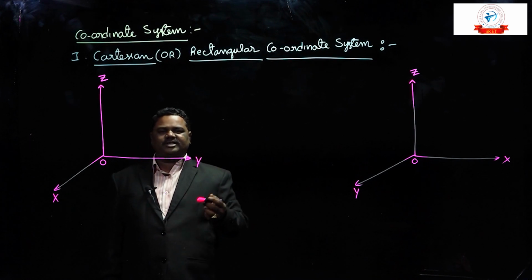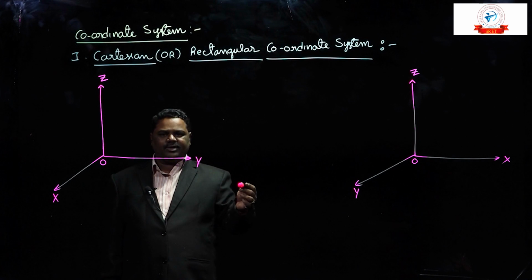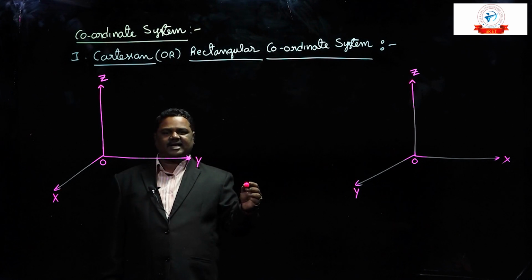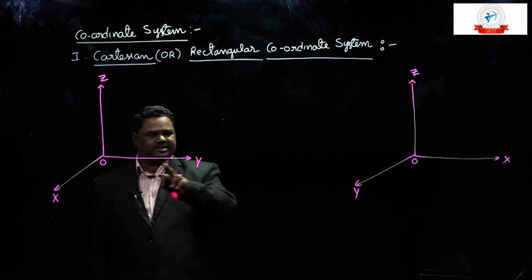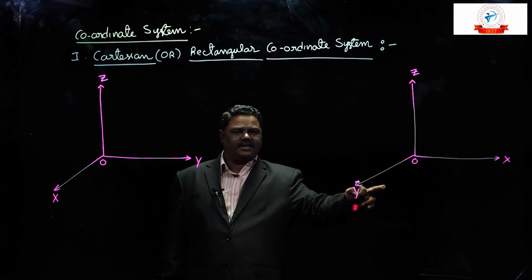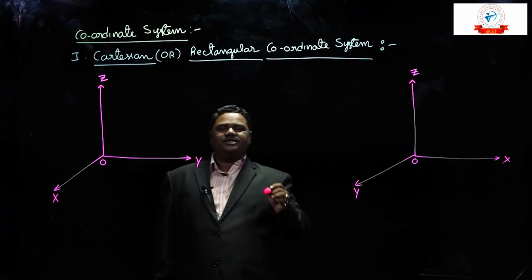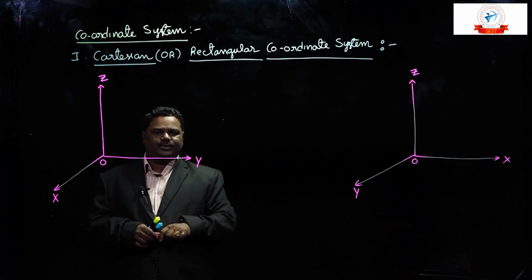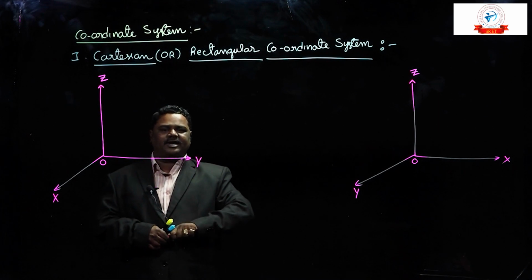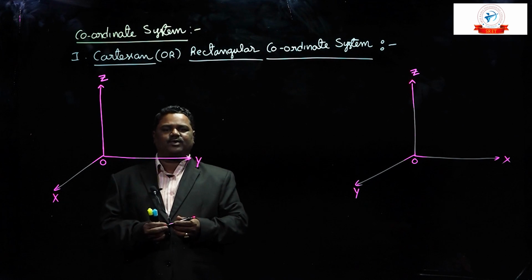Everybody is supposed to use a unique coordinate system that has been selected as a right-handed coordinate system. So whenever you draw a coordinate axis or whenever you write a coordinate system, it should be a right-handed coordinate system. So now I am going to explain what is meant by right-handed coordinate system and what is meant by left-handed coordinate system.